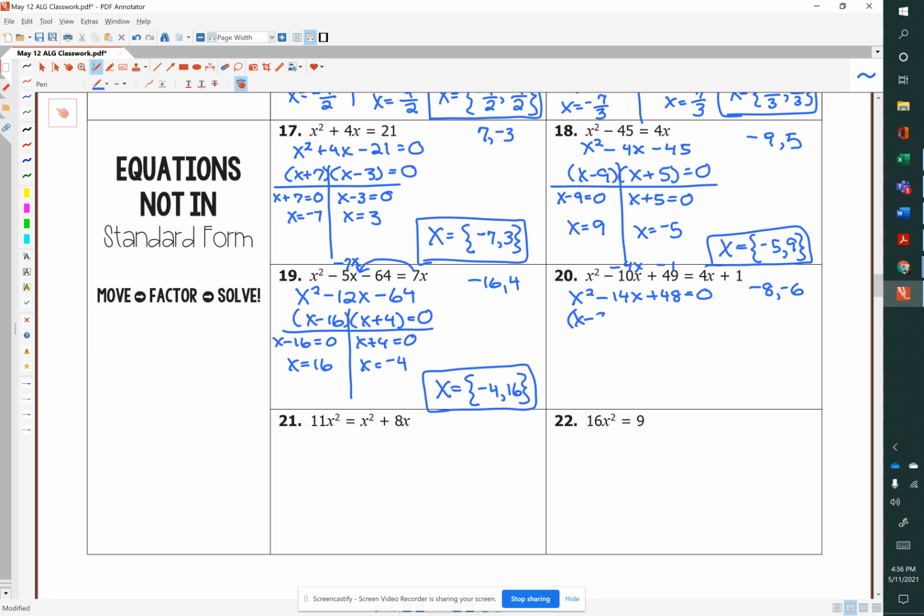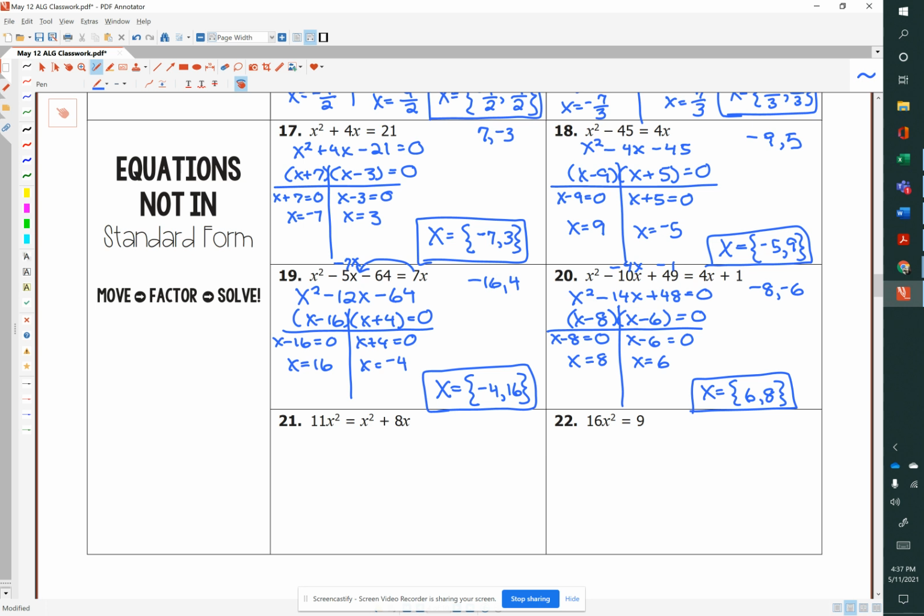So x minus 8, x minus 6 equals 0. And let's solve each of those factors separately. x minus 8 equals 0, x minus 6 equals 0. And on the left side, we have x equals 8, and on the right side, x equals 6. And those are our two solutions.